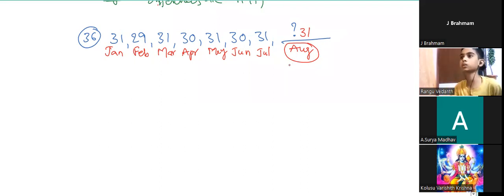Sir, but 28 should be right there. If it is a leap year, 29. Consider it as a leap year. February can be 29, right? Yeah, February can be 28 or 29. Okay, here the logic is the number of days in consecutive months of a leap year.